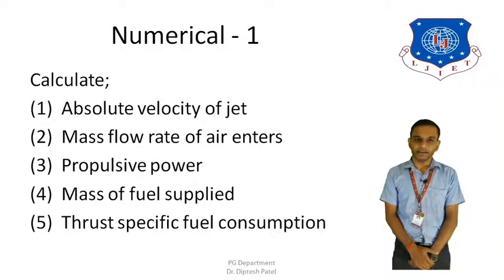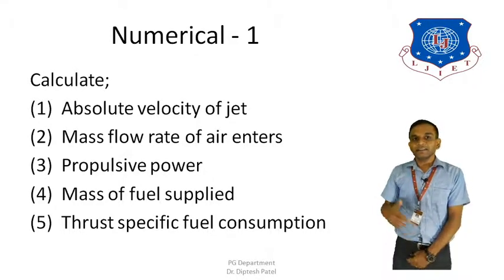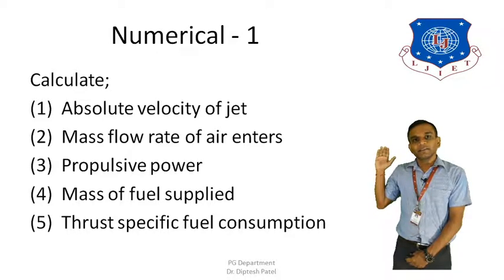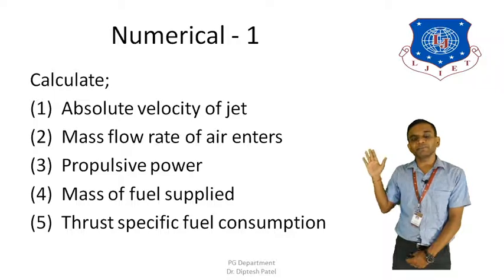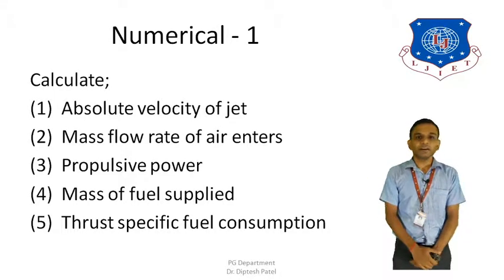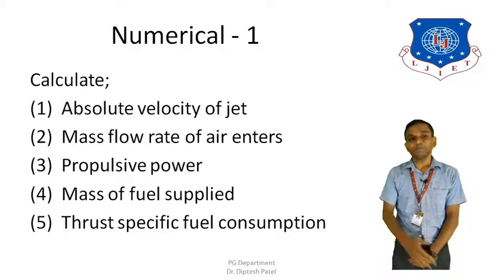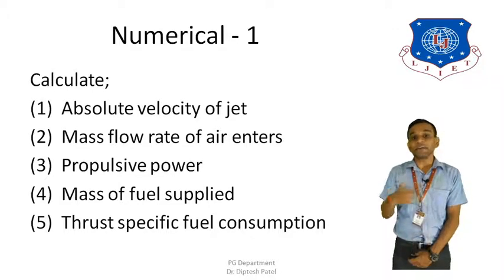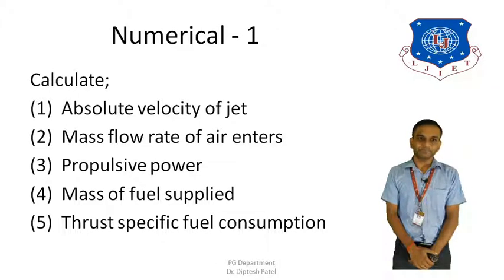Second one is the mass flow rate of air which enters into the aircraft. Now we know that the air fuel ratio is given to us, and that is 50 to 1. So 50 amount of air and 1 amount of fuel. So on the basis of this ratio, we need to calculate how much amount of air is entering into the jet. Third one is the propulsive power.